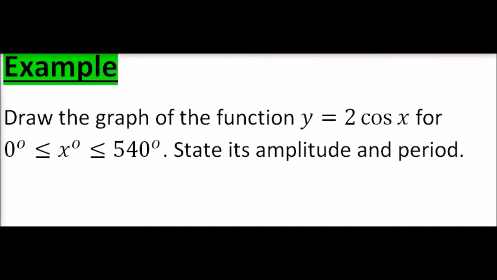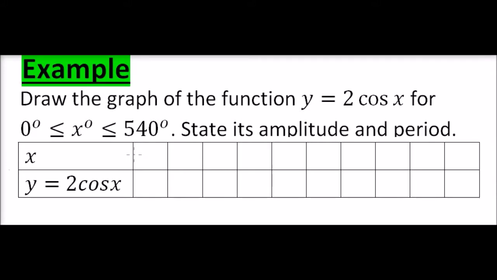So here is another example. We are told to draw the graph of the function y is equals to 2 cos x for the range 0 degrees less than or equals to x less than or equals to 540 degrees. State its amplitude and the period. So let us prepare the table that is going to help us to plot the graph.